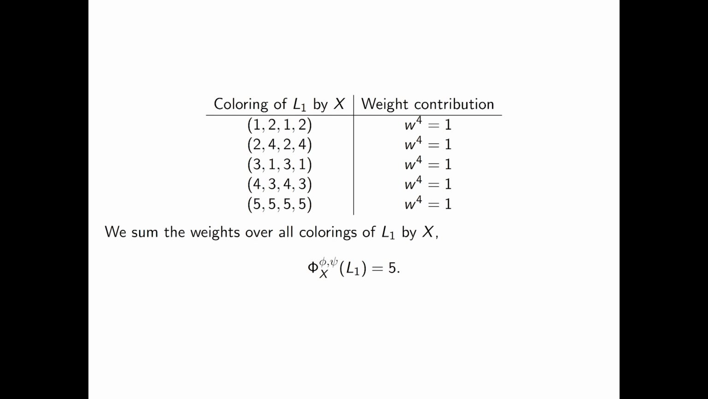So the Boltzmann weight of each coloring is the same. Each one is 4, and this is done mod 4. So we have the following contribution to our polynomial: w to the power 4, which is just going to equal 1. And so we get just 1 as a contribution from each one of these X colorings. When we sum all of the weights of our colorings, we get the following.